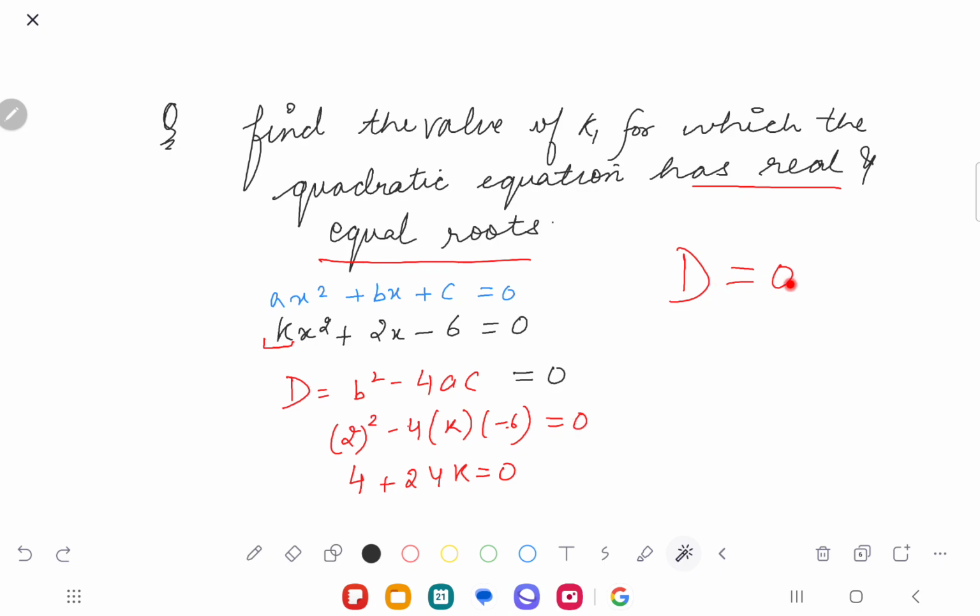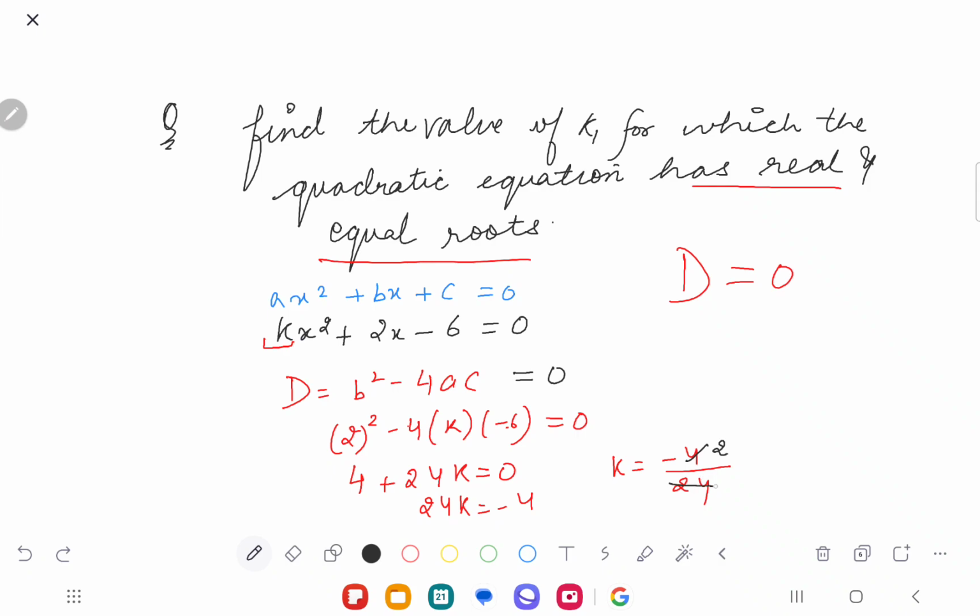Real and equal roots. So what I've done is I have compared it: the a value is k, the b value is 2 and the c value is minus 6. And I'm going to put this in b square minus 4ac. So 2 square is 4, minus minus is plus 24k. So here 24k is going to be minus 4, so k is going to be minus 4 over 24.